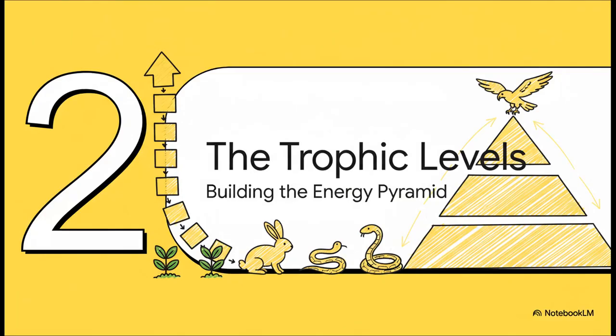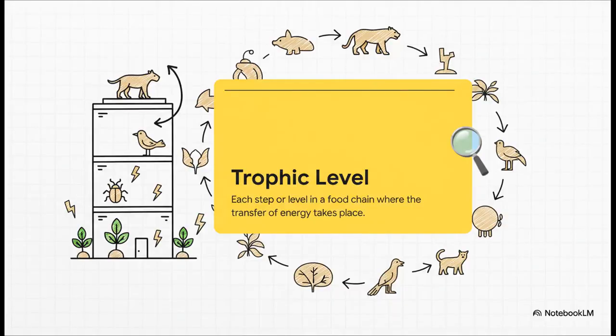But, this simple chain has a kind of hidden structure. Each step is like a level in a pyramid. And understanding these levels, that's the key to seeing how ecosystems really work. So let's build this pyramid together. So each of these steps has a special name. It's called a trophic level. Think of it like floors in a building. You've got the producers on the ground floor and the top predators way up in the penthouse. The energy just keeps moving up, floor by floor.